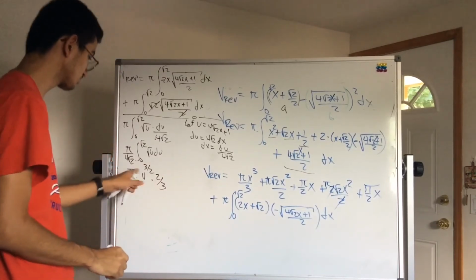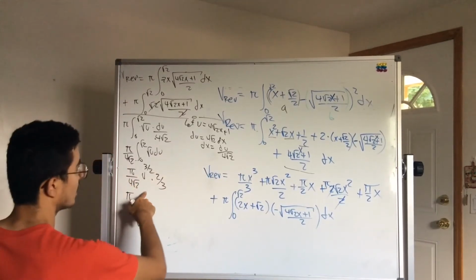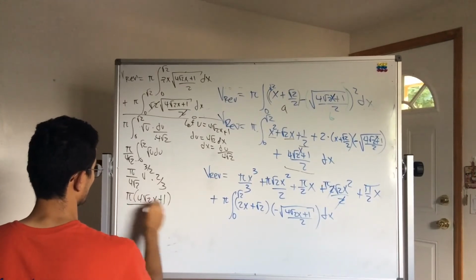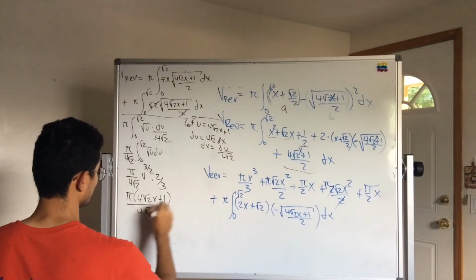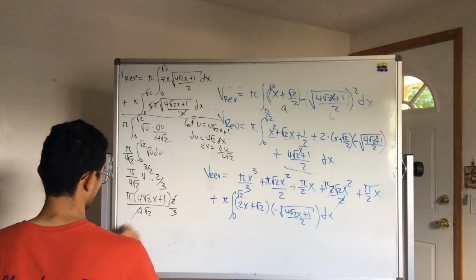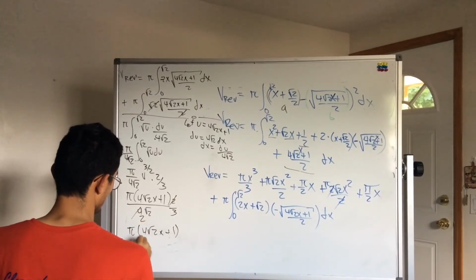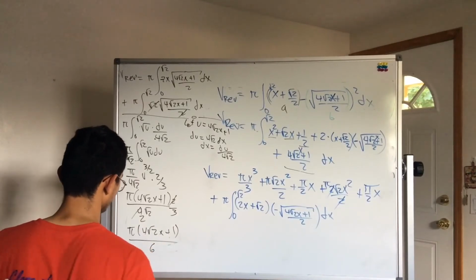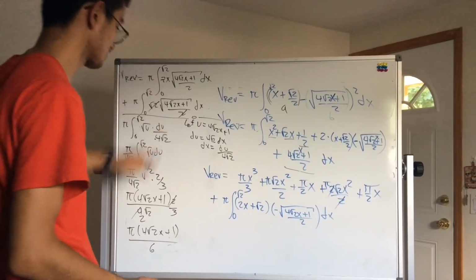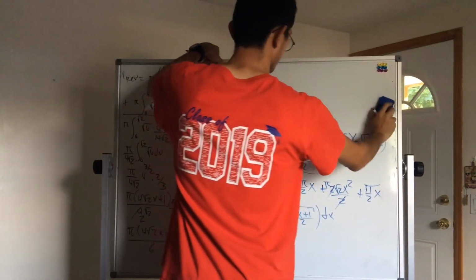And then we're going to substitute u back in. So we have pi times u, which is 4 radical 2x plus 1, all of that divided by 4 radical 2, and then times 2 over 3. Now this cancels out, this simplifies to 2, and we're left with pi times 4 radical 2x plus 1 divided by 6. So that's one part. And we're doing the last part over here. So let me erase this for you to see.